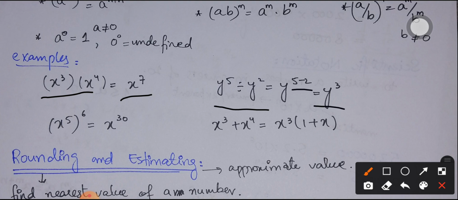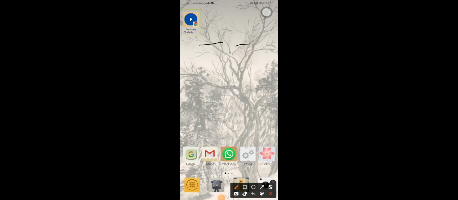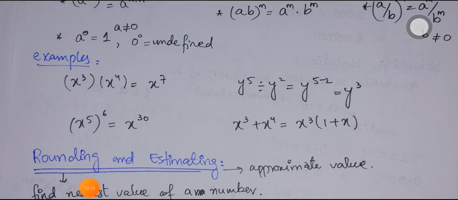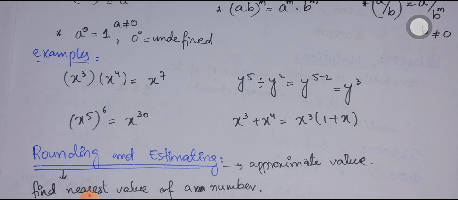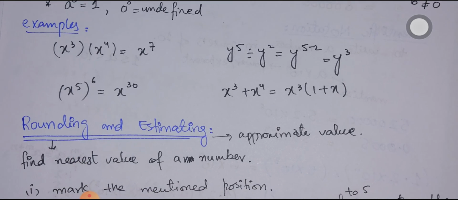Then we have x power 5 whole power 6. We will simply multiply the powers and I will get x power 30. And here you can see that I cannot solve it because there is no such property which deals with the addition or subtraction of the base exponents. So simply I can take common x cube and then there is an expression x cube into 1 plus x.